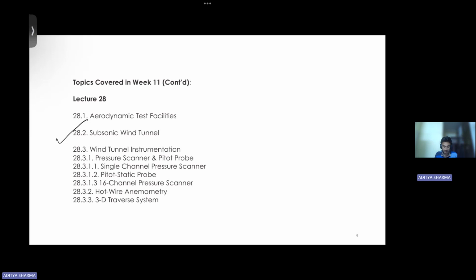So there is a single channel pressure scanner. There is the pitot static probe, which we have discussed. And in IIT Guwahati, these facilities are there, as far as instrumentation is concerned, or the type of setups that are in use in the study of subsonic flows. So here we have a 16 channel pressure scanner also. It can handle 16 channels at a time.